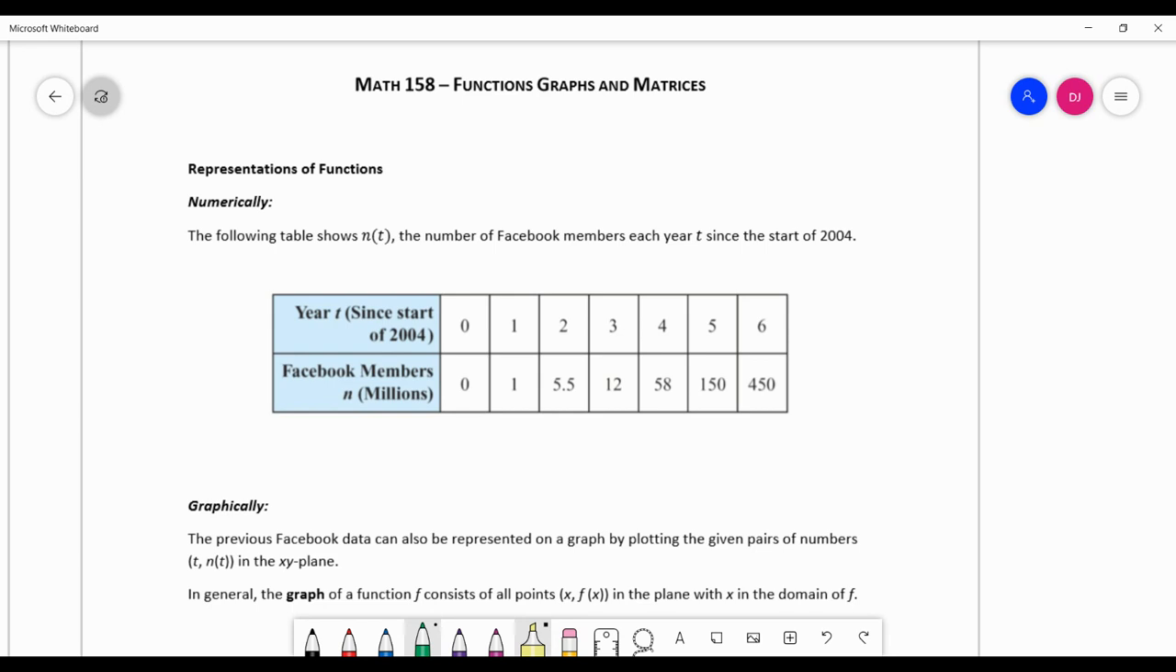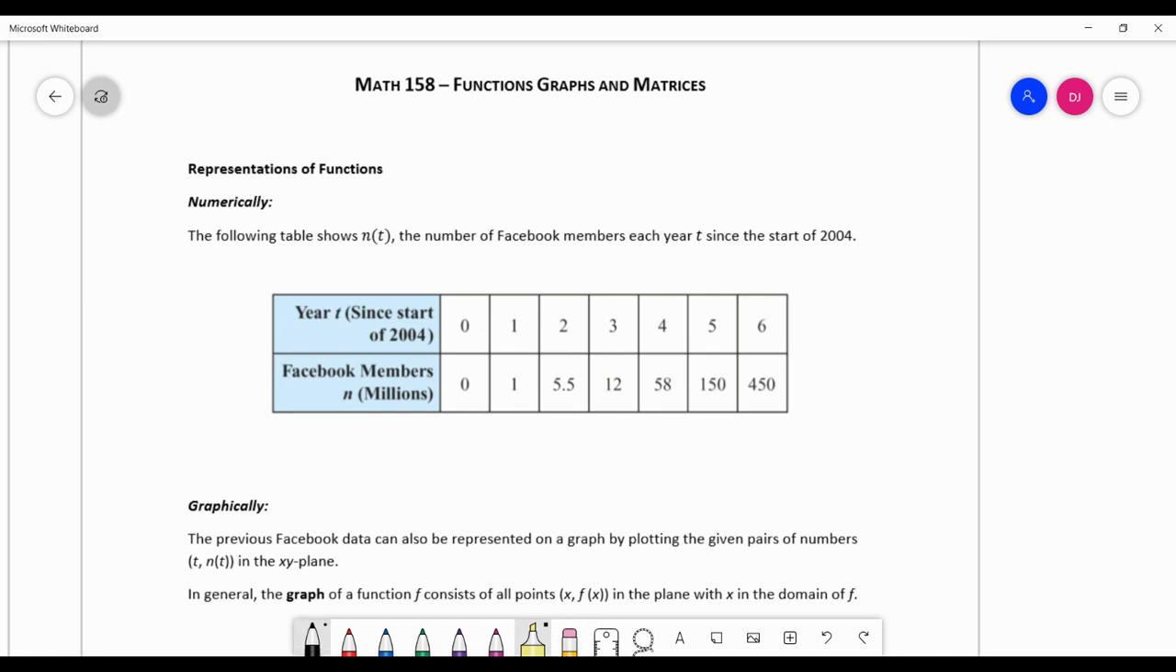In any case, Facebook. So if I look at the number of Facebook members each year since the start of 2004, 0 is the year 2004. 1 is 1 year after 2004, so that would be 2005, then 2005, 2006. A really fun thing, which will come up later in the course as well, is the fun question to ask: what year is it?